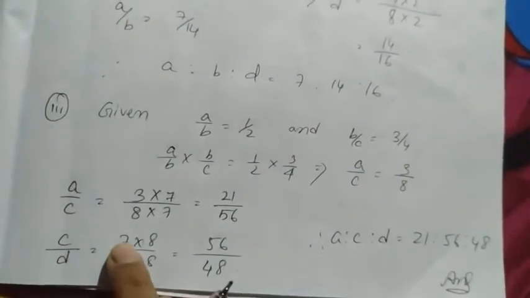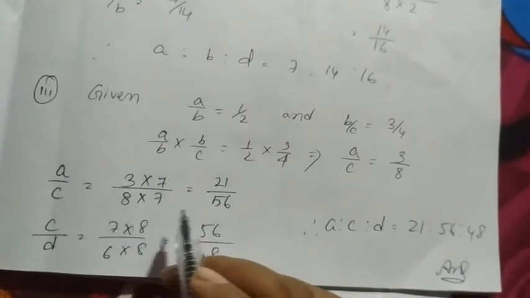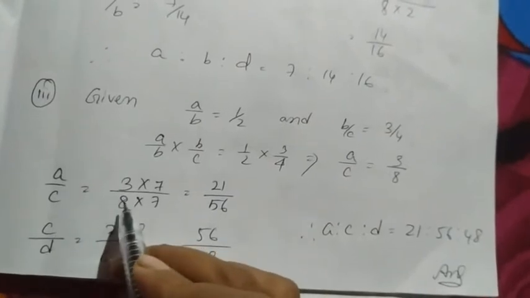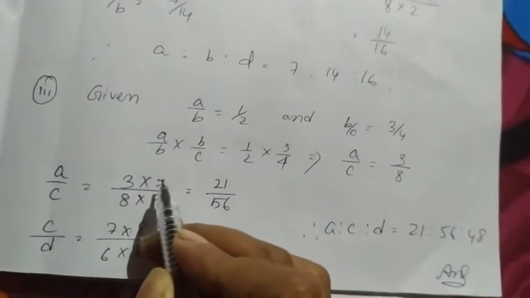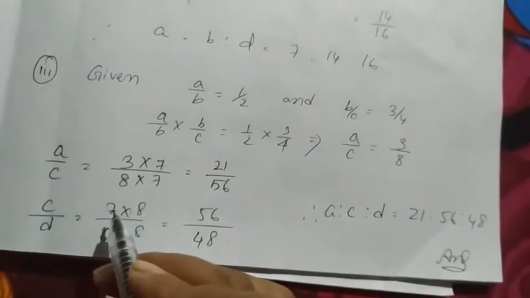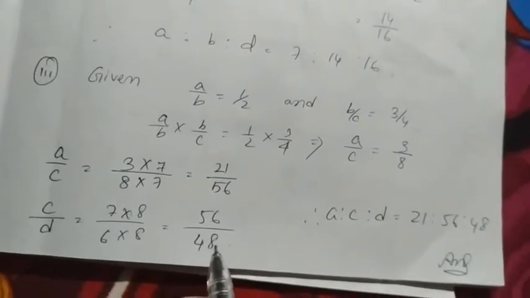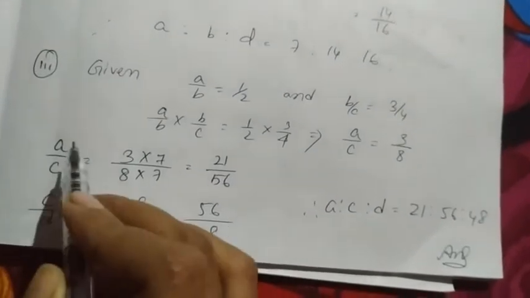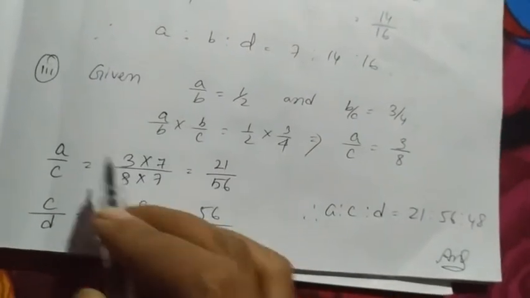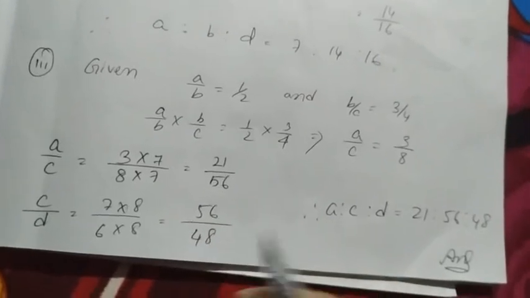And c/d is given 7/6. So you have to make this same term. So here 8, here 7. So multiply it with 7, 7 eights are 56. So you have to multiply the numerator also, 7 threes are 21. Here you have to multiply it with 8, 7 eights are 56, and 6 eights are 48. So a/c is 21/56, c/d is 56/48. So a : c : d will be 21 : 56 : 48.